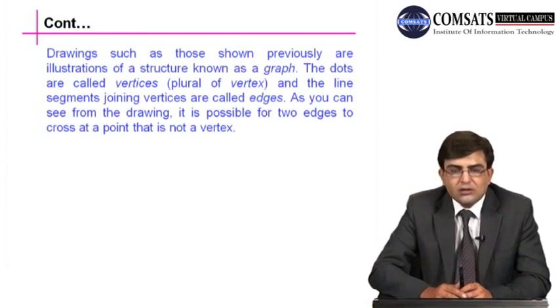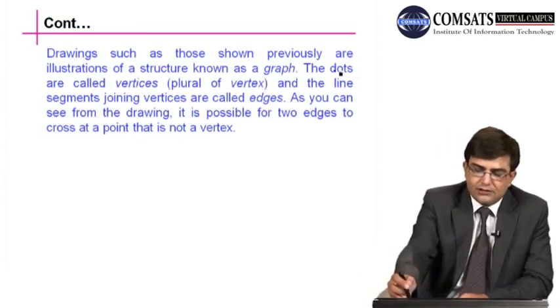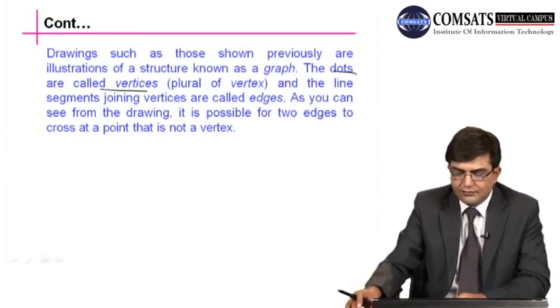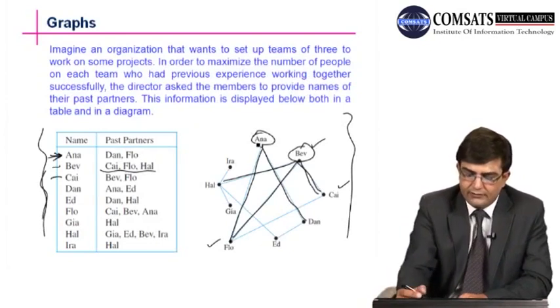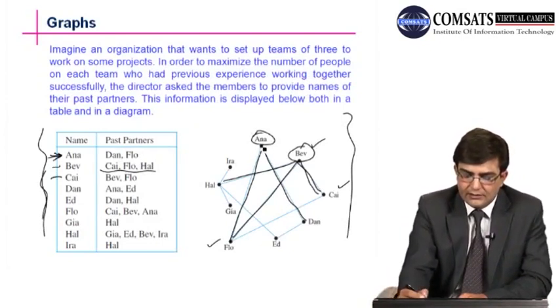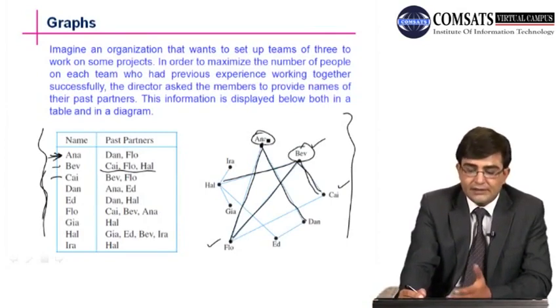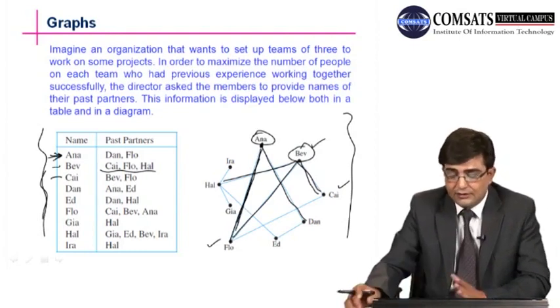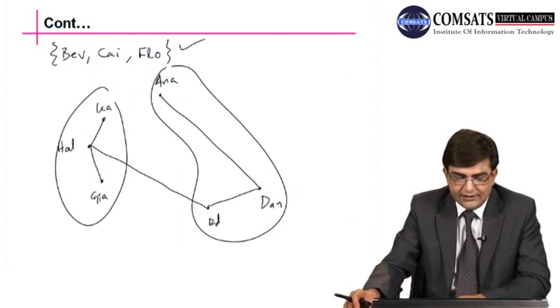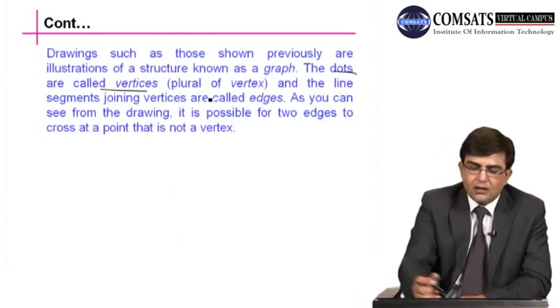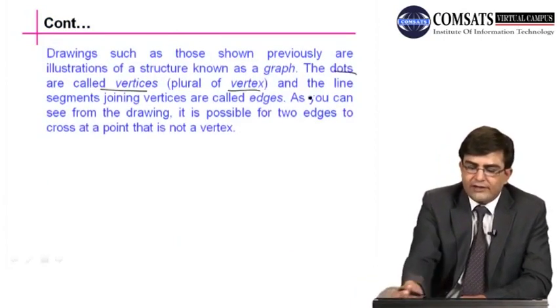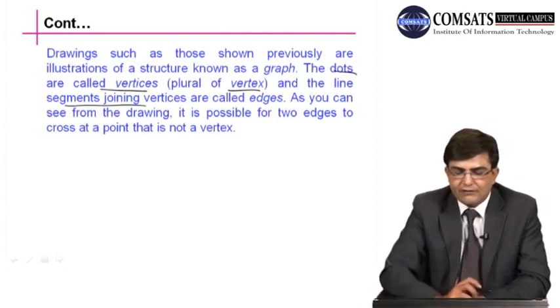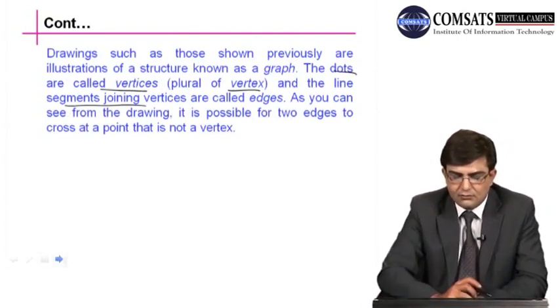So the dots are called vertices. The dots which we have here, which show the elements, a person here, these are called vertices, and the lines which join vertices are called edges. Vertices is the plural of vertex, and the line segments joining vertices are called edges.